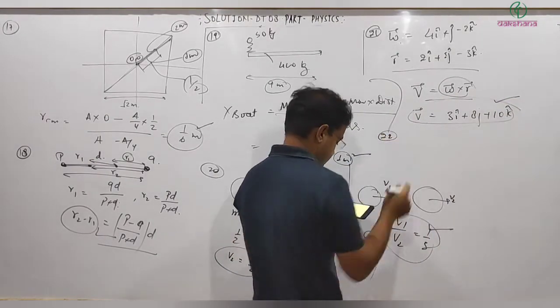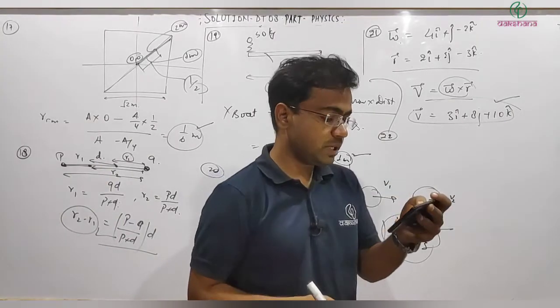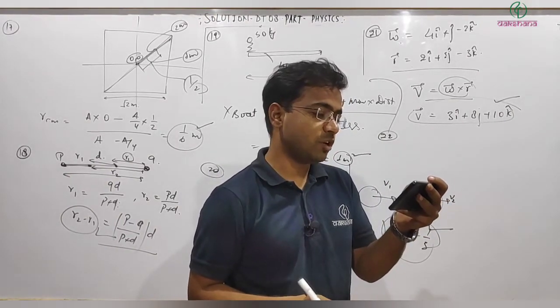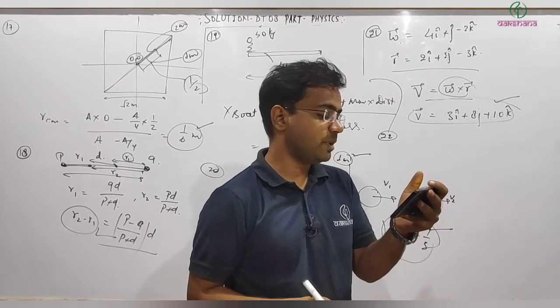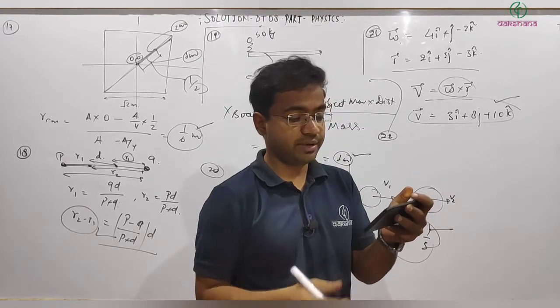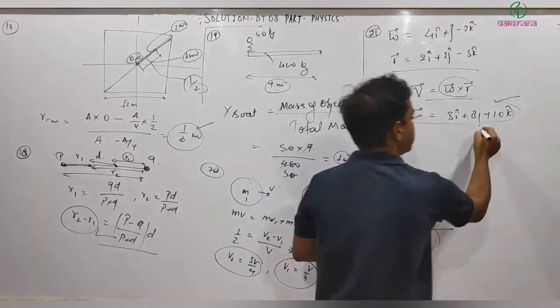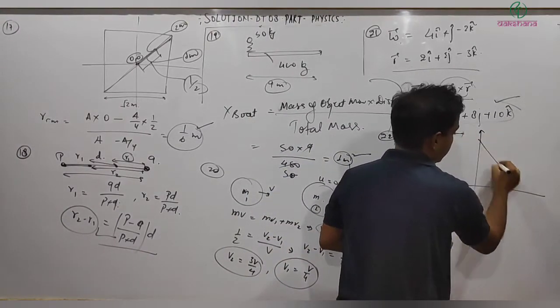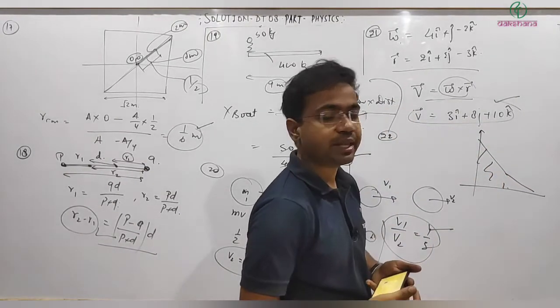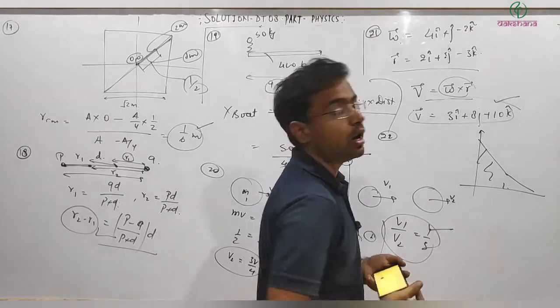Next, question number 22. A table fan rotating at a speed of 2400 rpm is switched off, and the resulting variation of the rpm with time is shown in the figure. The total number of revolutions of the fan before it comes to rest is asked. So the angular displacement will be equal to the area under this graph. Just calculate that and divide by 2 pi, then you will get the total number of revolutions.